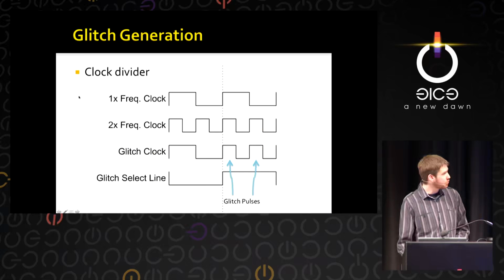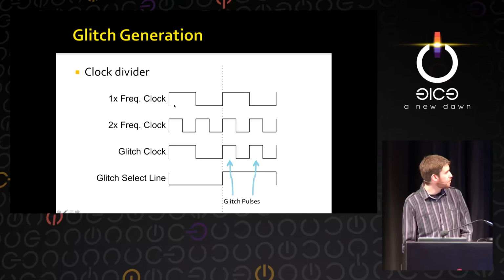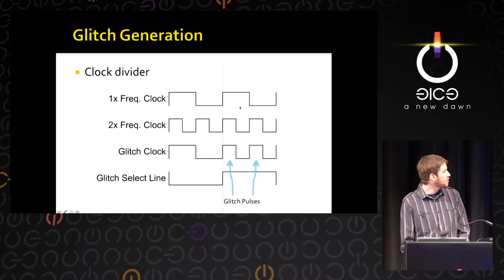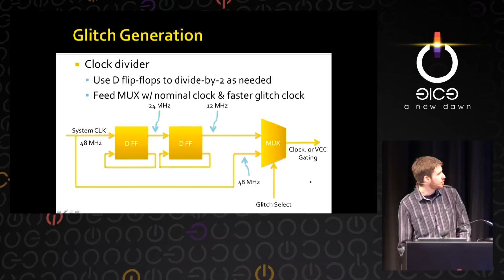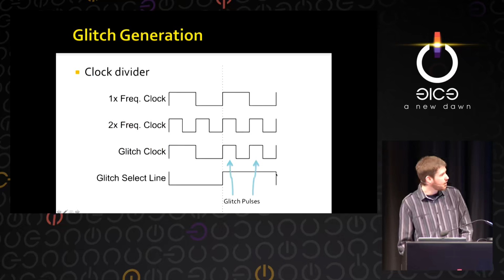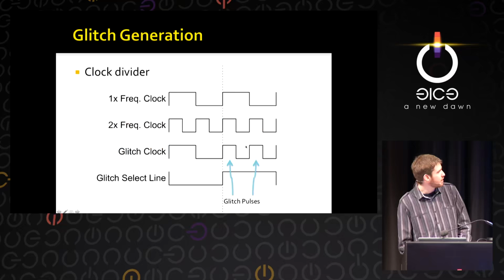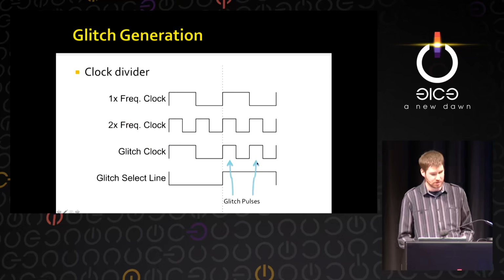So this is what the waveform would kind of look like. Let's say here's a single speed clock and here's a double speed clock. And then when you bring your select line high, which is the select line on this multiplexer down here, then all of a sudden you will switch the actual waveform that goes to the chip from the slow to the fast. So it simply just switches between slow and fast.